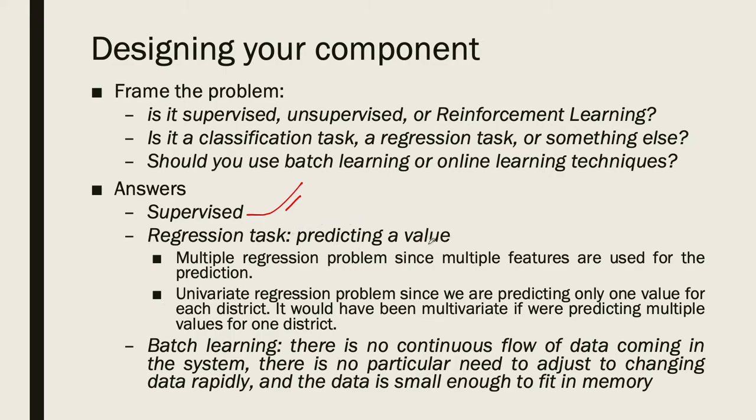Why? Because we are going to predict a value. What value are we going to predict? We are going to predict the housing price. That is what we are trying to predict. More specifically, it is going to be a multiple regression problem.